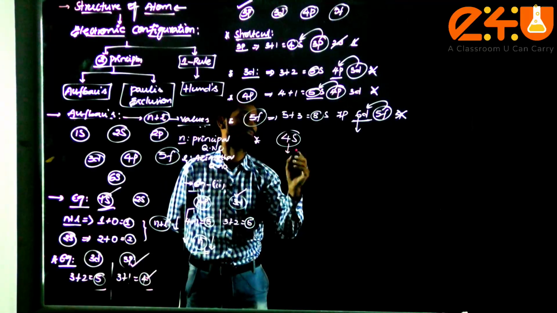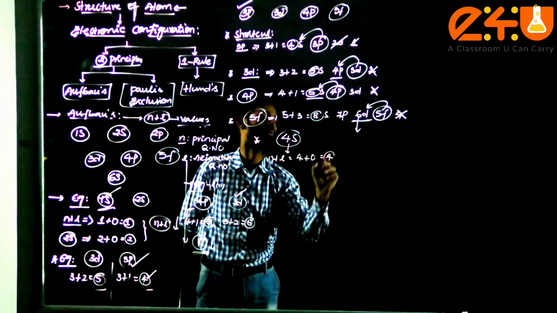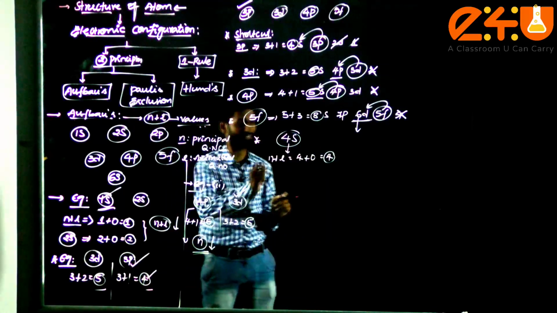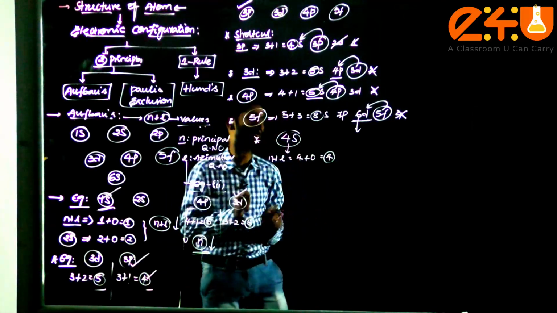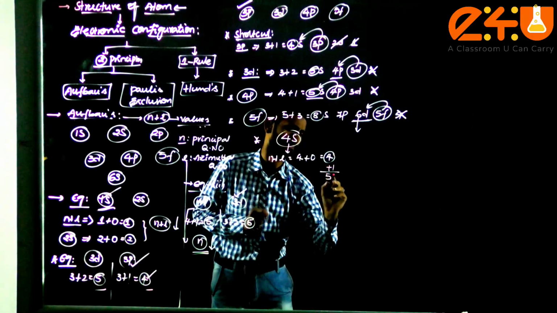Now I am writing here n plus l value, my dears. n plus l is equal to 4 plus 0, which is equal to 4. For 4s, for the s orbital, you need to remember a small point. After 4, you just add 1. What is the value? 5.